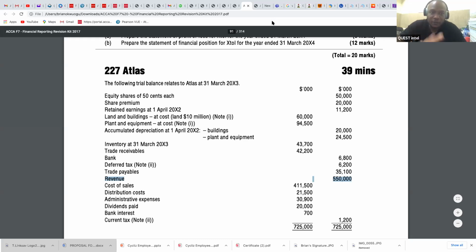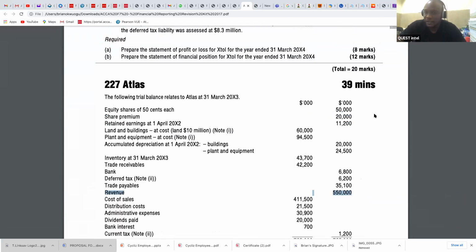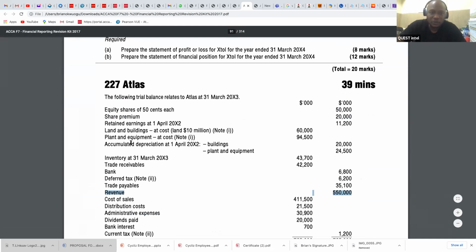All right, so we start from the beginning and we start scrolling down. So equity shares 50,000, share premium 20,000. I've read through the question. I know there's no issue of shares, so the 50,000 will be the answer at the end of the day. So we go and then we just start calling the figure.